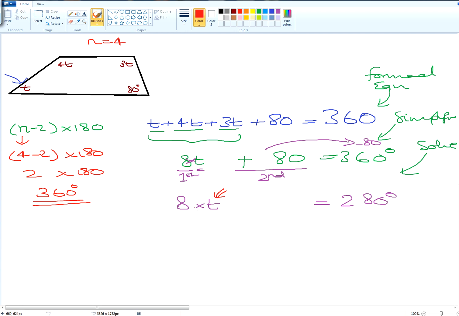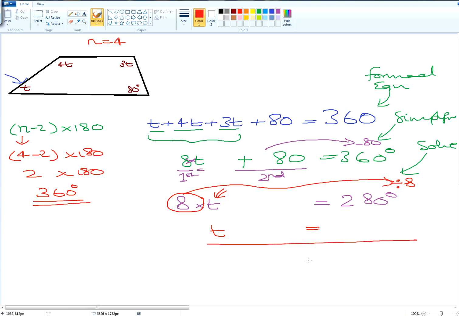Now we've got to work out the value of T. T is currently multiplied by 8. What do we do with the times by 8? Divided by 8. So on the calculator, what is 280 divided by 8? 280 divided by 8 is the same as dividing by 2, dividing by 2, dividing by 2, 3 times. The answer is 35.